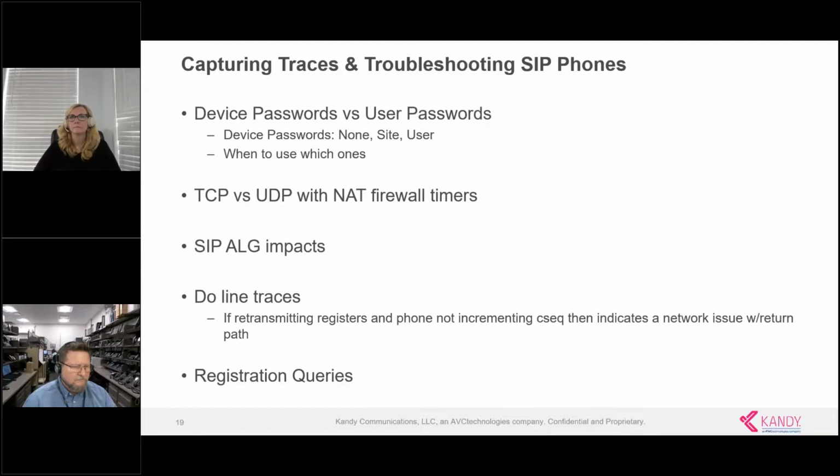If you see a combination of registers and 407s where that CSEQ number is incrementing, that means it's a password or some type of setting in your configuration. Like for example, the username part, where it's got the username and password, should not include the domain name in there. And if it does, it would fail in the registration process. So be mindful of how to look for network related issues. And the biggest factor to look for is whether or not a phone is retransmitting messages versus having wrong credentials in there.